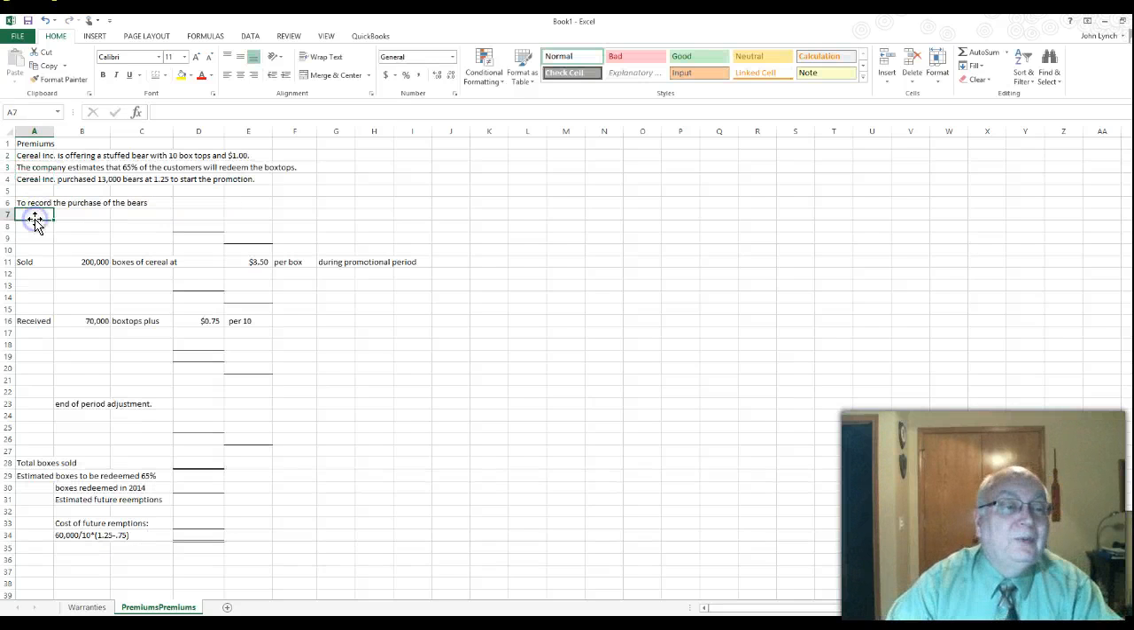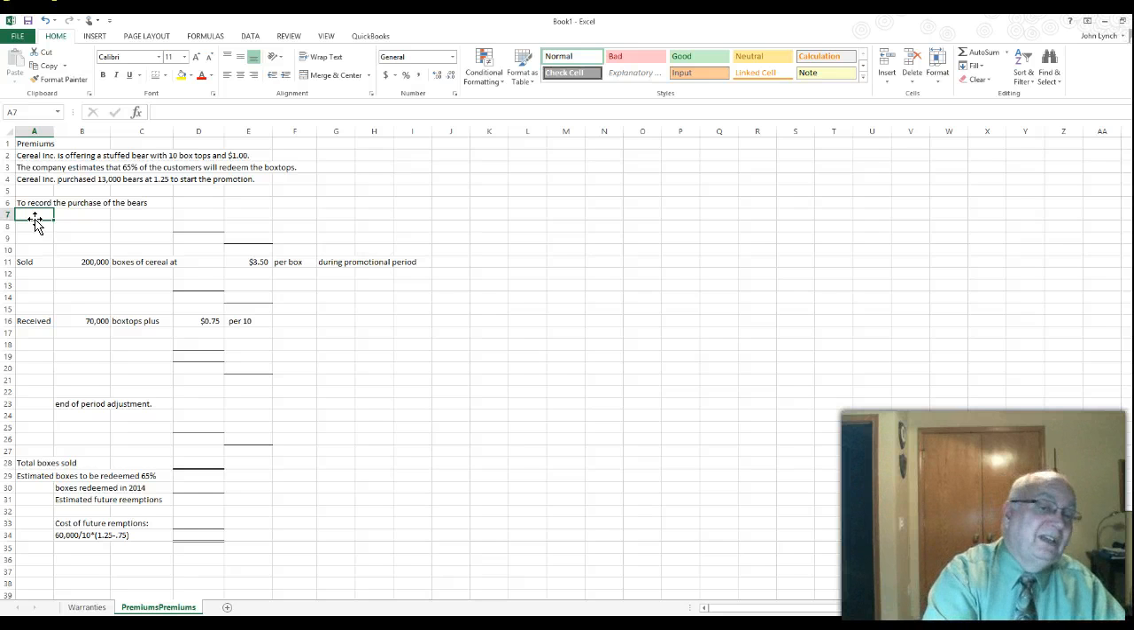Okay, the next one's the premiums. We're going to have Cereal Incorporated offering a stuffed bear with 10 box tops and $1. So that's how they're going to do this. You send in 10 box tops and $1, you get a stuffed toy bear. The company estimates that 65% of the customers will redeem the box tops, and they purchased 13,000 bears in anticipation for this. It cost the company $1.25 per bear.